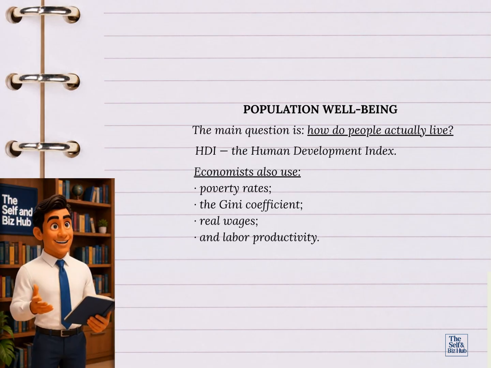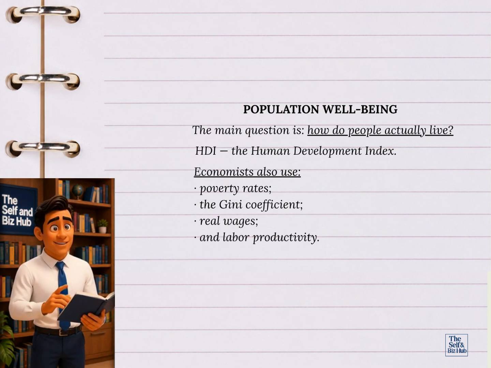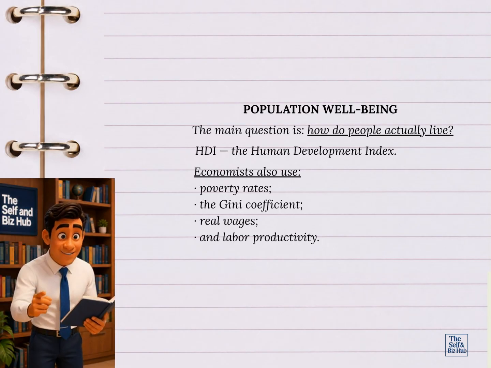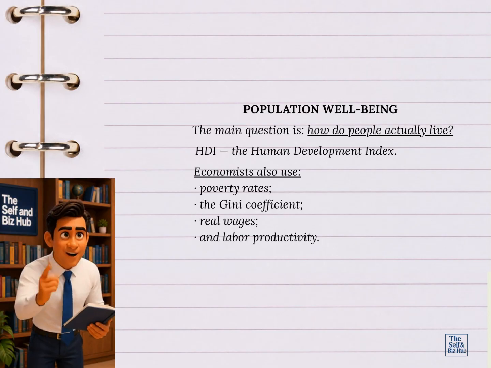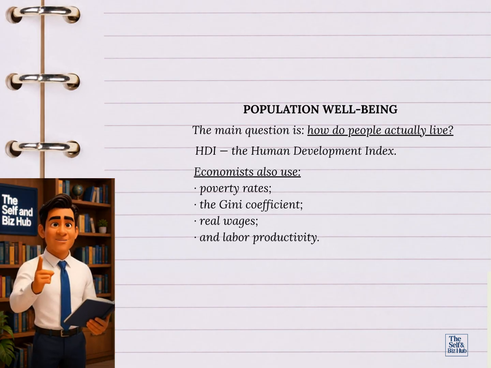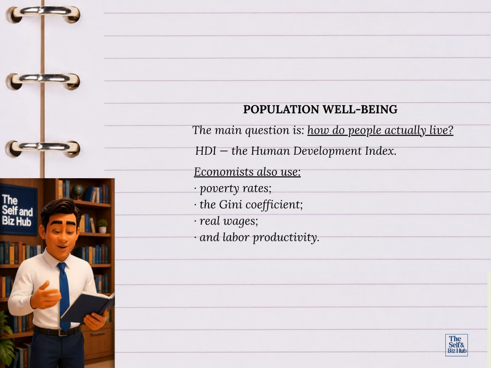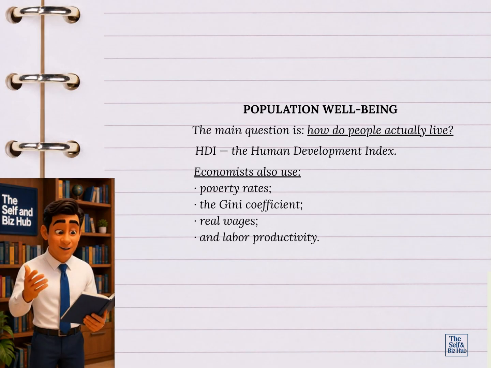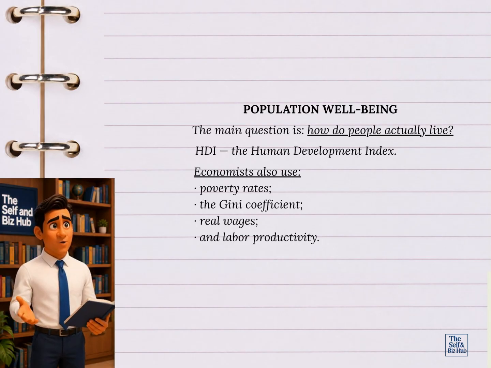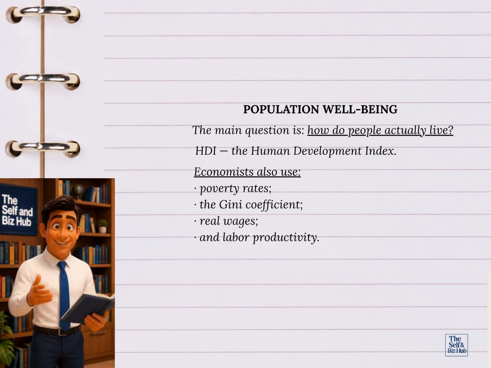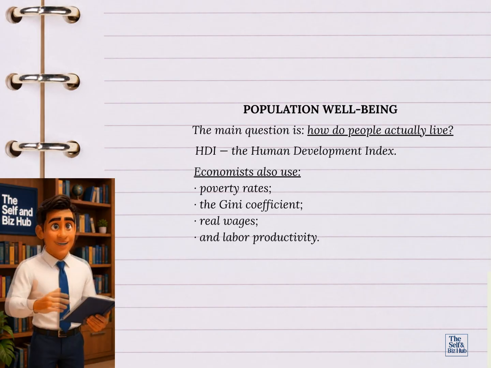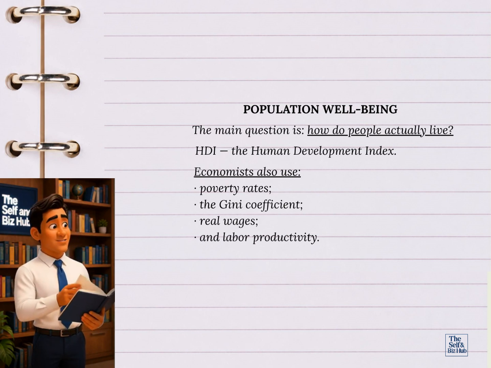Because the economy does not exist only to produce goods, the main question is, how do people actually live? That is why economists analyze income levels, poverty, inequality, access to education, life expectancy, quality of healthcare, and housing conditions. One of the most well-known indicators is HDI, the Human Development Index. It combines income, education, and life expectancy. In other words, it tries to measure human development more broadly than GDP alone.